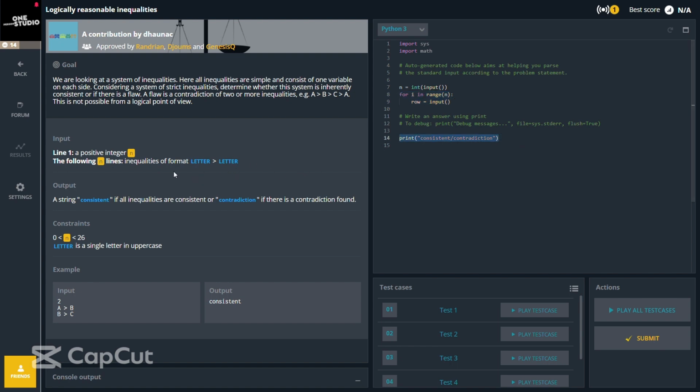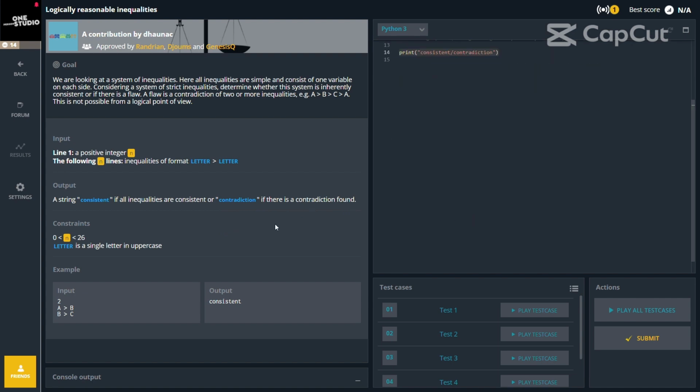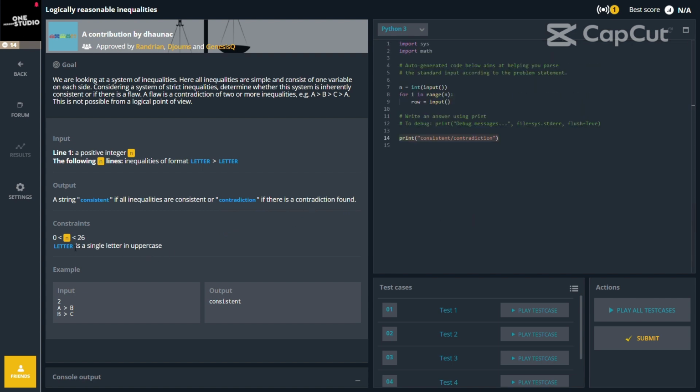And for the print, the output is a string: consistent if all inequalities are consistent, or contradiction if a contradiction is found. So for constraints, 0 is less than n is less than 26, and a letter is a single uppercase letter. So for input, if n is 2 and A is greater than B and B is greater than C, then the output will be consistent. There are 5 test cases for me to solve, and let's do it.